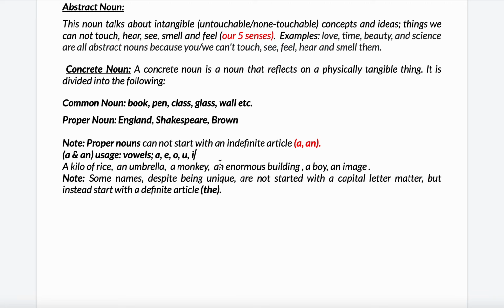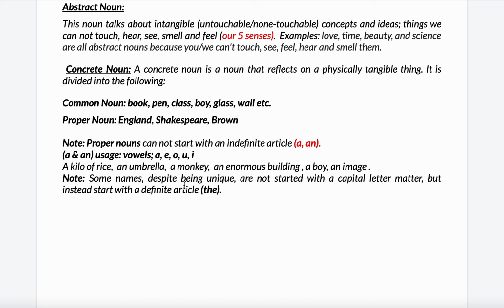And an enormous building. Why do we say an? Because enormous means big or huge. It's an adjective and it starts with E. E is part of the vowels. That's why we use an. A boy. Why don't we say an boy? Because boy is a noun that starts with a consonant. And by the way, boy is a common noun. An image. Why do we say an image? Because image itself starts with I. That's why we use this.